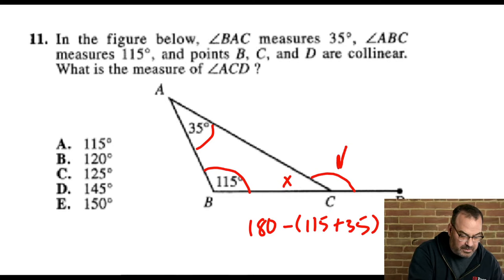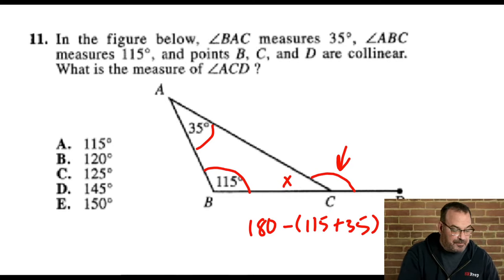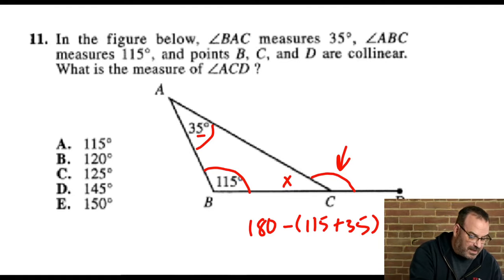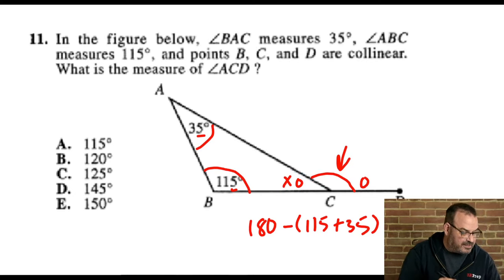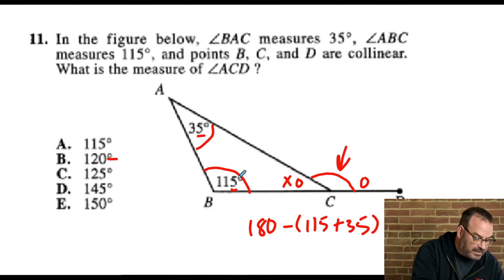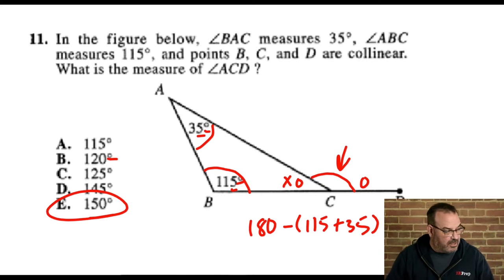Well, so is angle ACD. And let's use last digit math. 5 plus 5 ends in 0. This has to end in 0, so this has to end in 0. How many of the answer choices end in 0? 2 of them, but one is 120, and this is 115 plus 35, which is 150. So last digit math works pretty good, and we could estimate and get there.